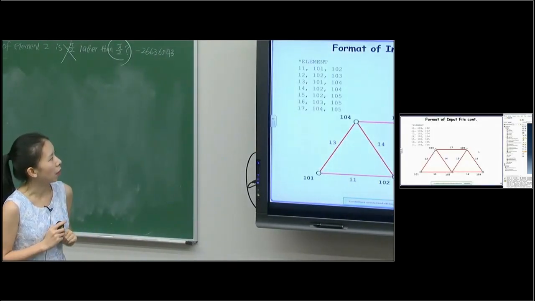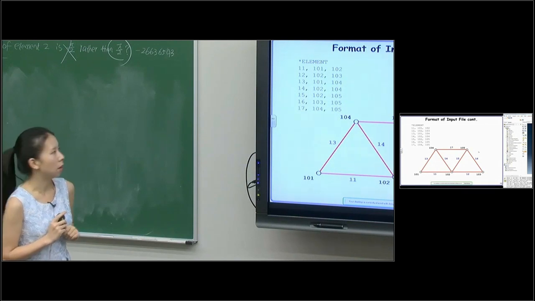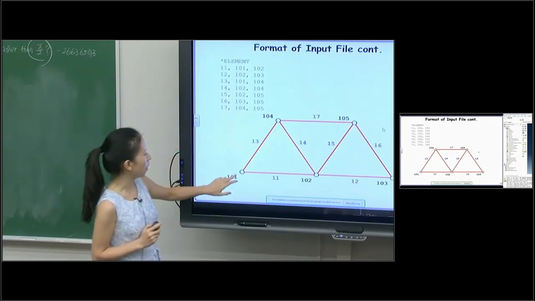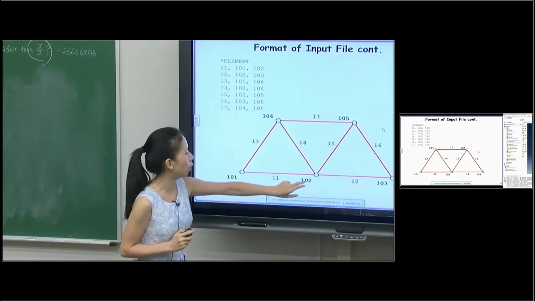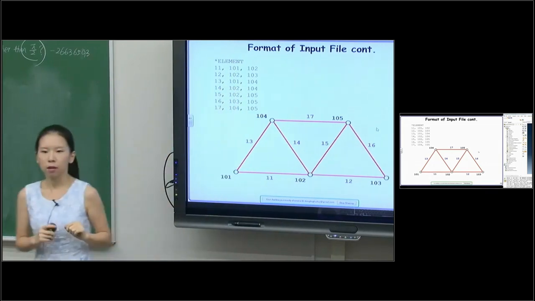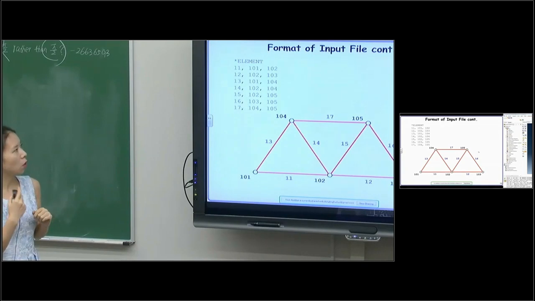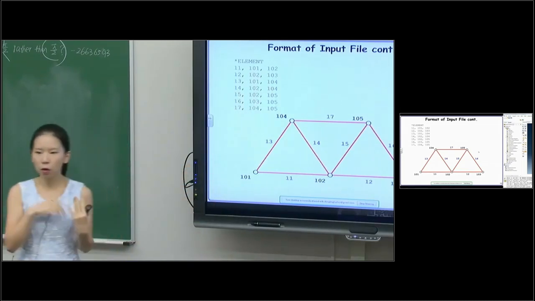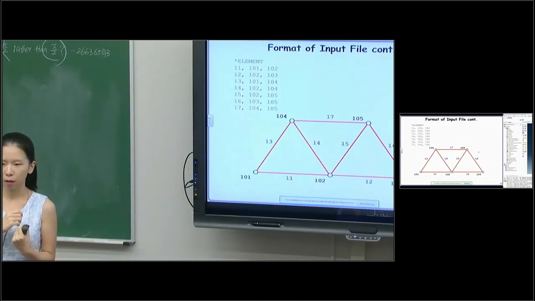And this is how we define the element. It is element number 11, and element 11 is connecting nodes 101 and 102. So 101, 102 also means that the local coordinate of element 11 is from node 101 to 102. If I define it as 102, 101, it means the local x coordinate is from 102 to 101. So in our problem, it doesn't matter if I define it 101, 102, or 102, 101.